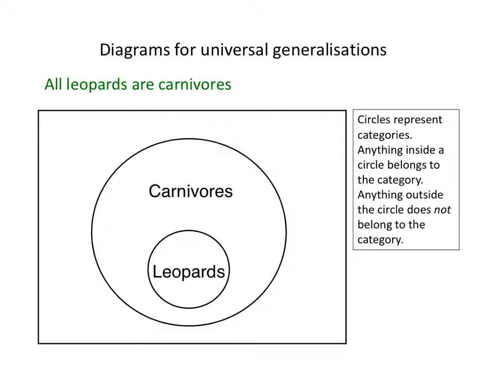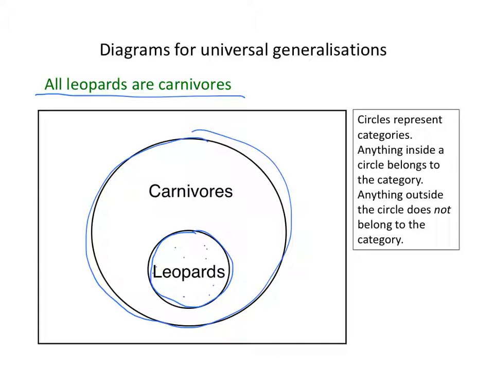A useful tool for thinking about universal generalisations are these circle diagrams, which we introduced in the topic on deductive validity. So here's a diagram representing the generalisation that all leopards are carnivores. So we have a small circle representing the leopards and a larger circle representing the carnivores. And as you can see from the diagram, any leopard, anything inside the small circle, is automatically inside the big circle. So every leopard is also a carnivore. The converse isn't necessarily true. There could be a carnivore that wasn't a leopard, tigers, lions, and so on.